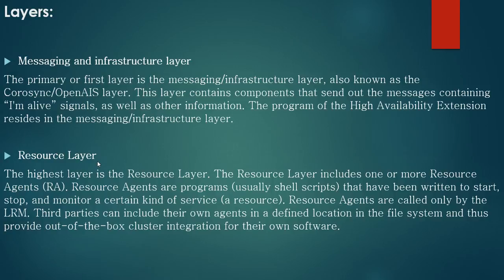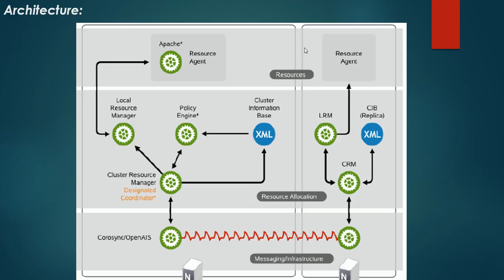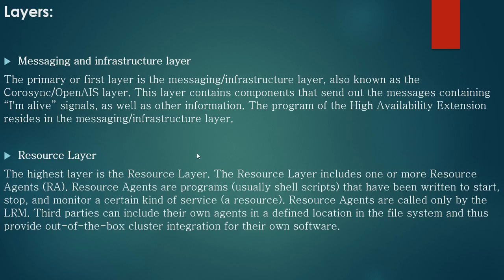The next layer is the resource layer. The highest layer is the resource layer. Why is it called the highest layer here? Because in this slide, if you see, this layer resides at the top, right? That's why it is called the highest layer. The resource layer includes one or more resource agents. Resource agents are programs, usually shell scripts, that have been written to start, stop, and monitor a certain kind of service. And resource agents are only called by the LRM, right?